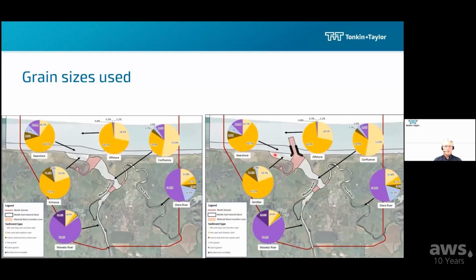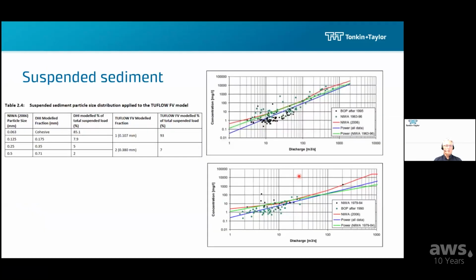In addition to setting grain sizes in different zones throughout the model domain, we did inject some suspended sediment. I'm not going to dwell on this slide very long, just to say that we had essentially rating curves for each of the rivers, where there was a relationship between discharge and sediment concentration that we applied as we injected sediment in together with the water flows.